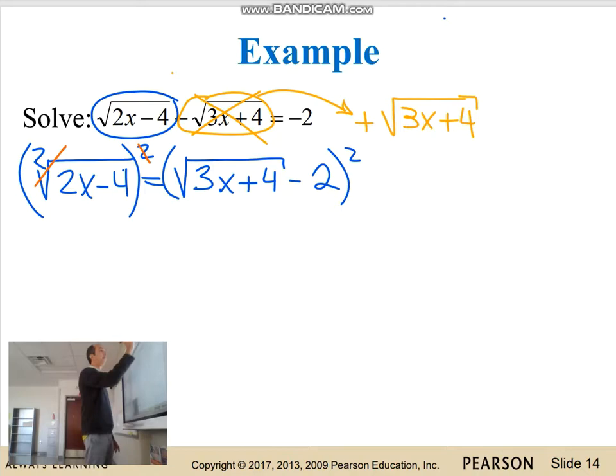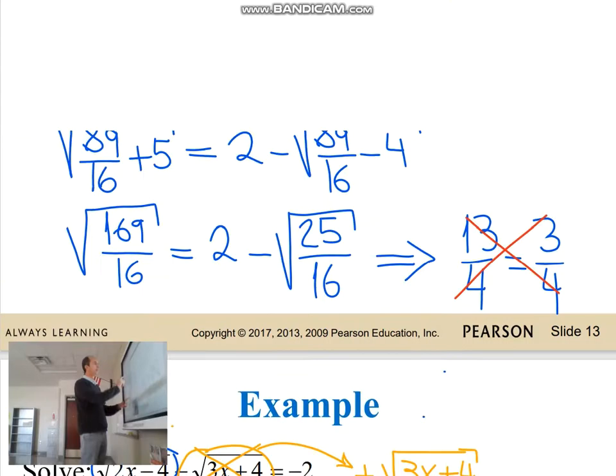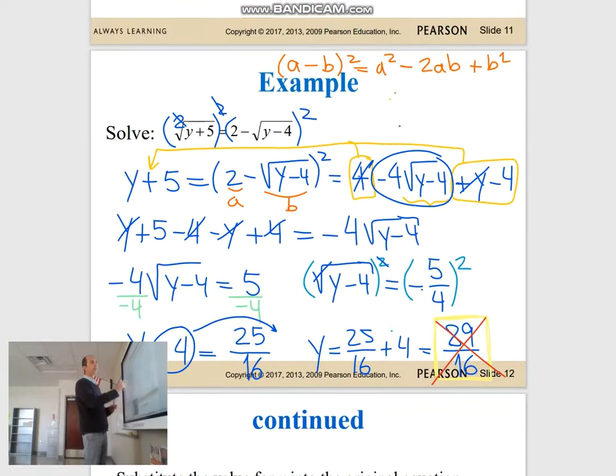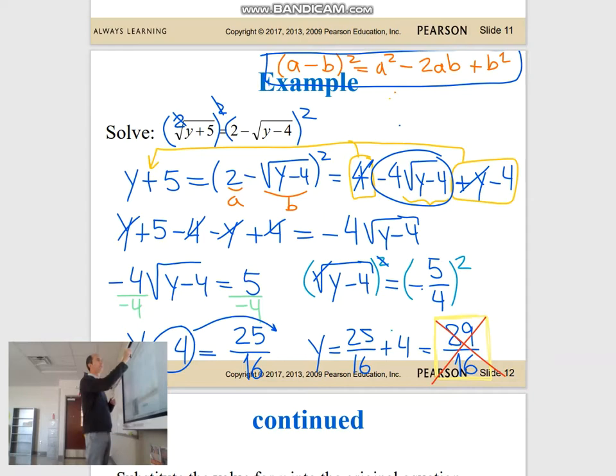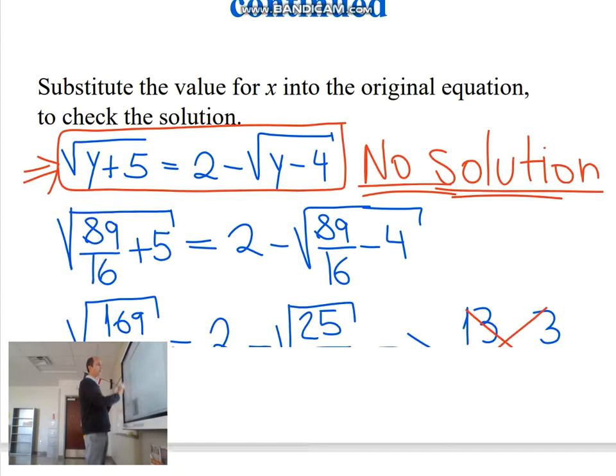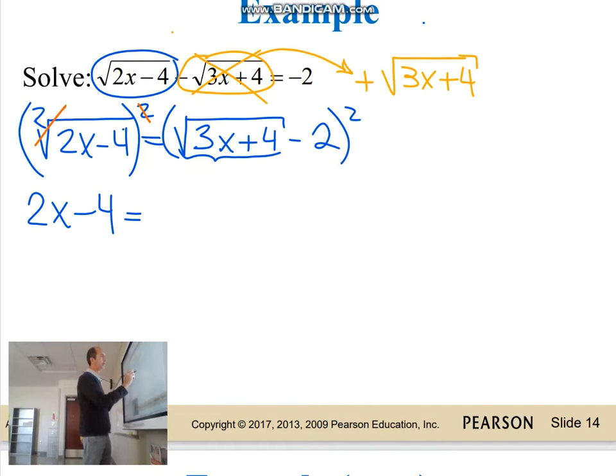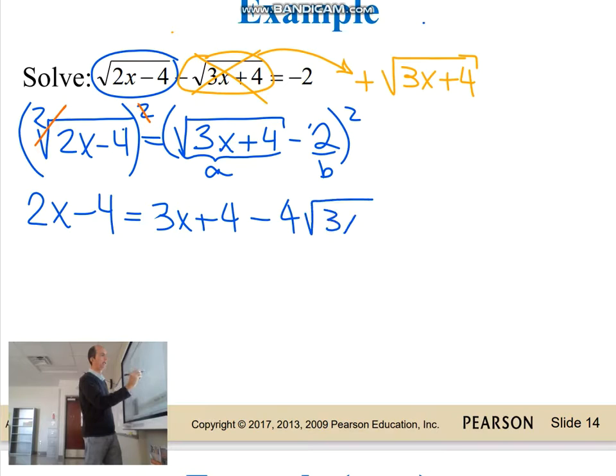We're gonna simplify, and we can rewrite as 2x minus 4 on this side. On the other side, apply the formula. Let me show you again the formula from section 5.7, the perfect square trinomial. Let's go back. A square, this is going to be A, and that's going to be B. A square, 3x plus 4, minus 2ab, minus 2 times 2, 4, times square root of 3x plus 4, plus b square, 2 square is 4.